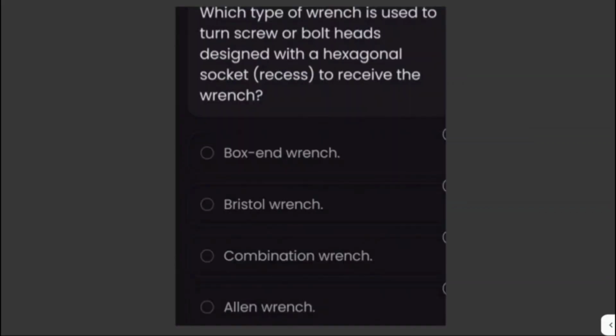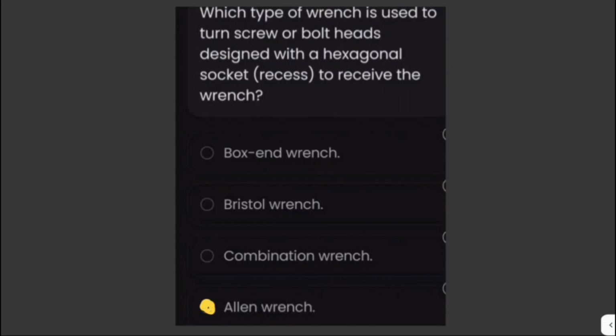Which type of wrench is used to turn screw or bolt heads designed with a hexagonal socket or recess to receive the wrench? The type of wrench used to turn screw or bolt heads designed with a hexagonal socket is called an Allen wrench or hex key. So the answer here is Allen wrench.